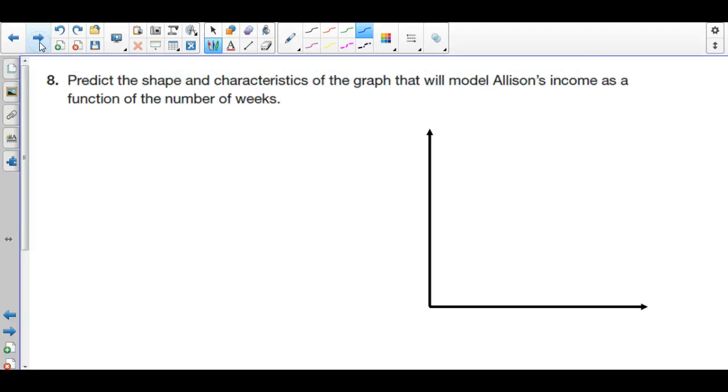All right, going on. So it says predict the shape and the characteristics of this. All that I'm really looking for is you guys realize they're both starting off with $0.